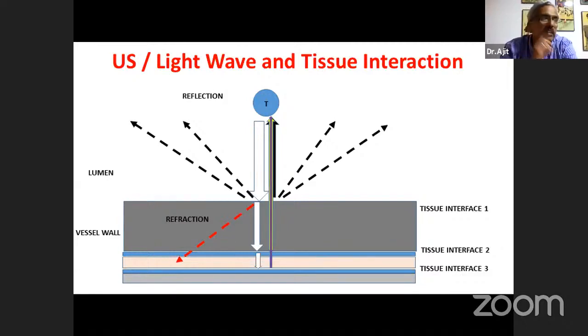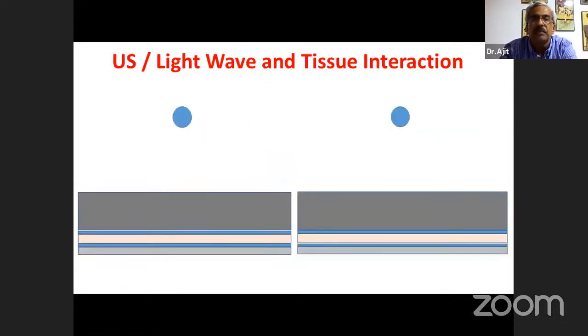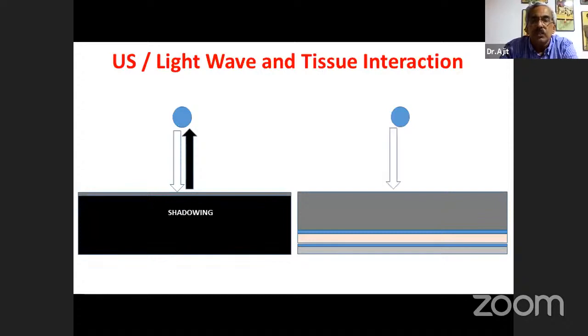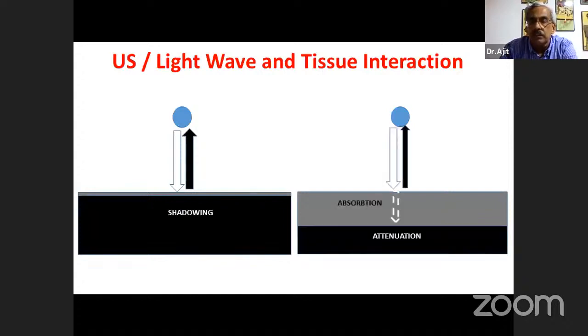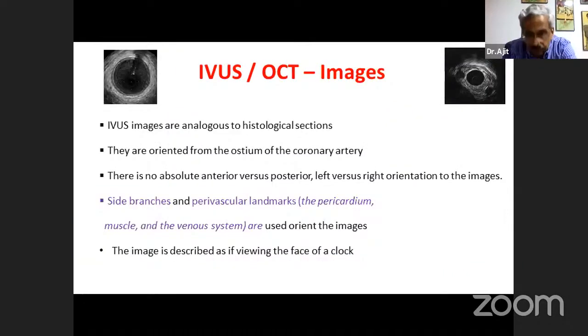So you have 3 levels of interface, and according to the level of interface where the light or ultrasound reflects, you get various images of ultrasound and OCT. Now, we have to understand these have time delays, intensity changes, and reflective delays. So these ultimately make the picture that you see. So when you have an ultrasound and OCT, you should remember the 3 basic physics parts: the shadowing, the absorption, and the attenuation. And all this ultimately leads to the picture that you see.